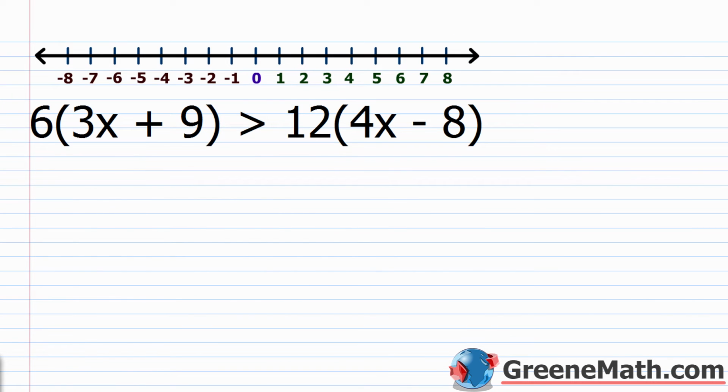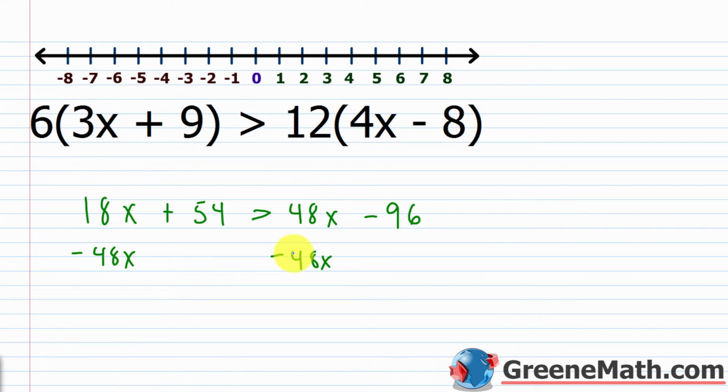All right, for the next one, we're looking at 6 times the quantity 3x plus 9 is greater than 12 times the quantity 4x minus 8. So 6 times 3x is 18x, plus 6 times 9 is 54. This is greater than 12 times 4x is 48x, and then minus 12 times 8 is 96. So I want to subtract 48x away from each side of the inequality. And I know that this is going to cancel. I also want to subtract 54 away from each side of the inequality. This is going to cancel.